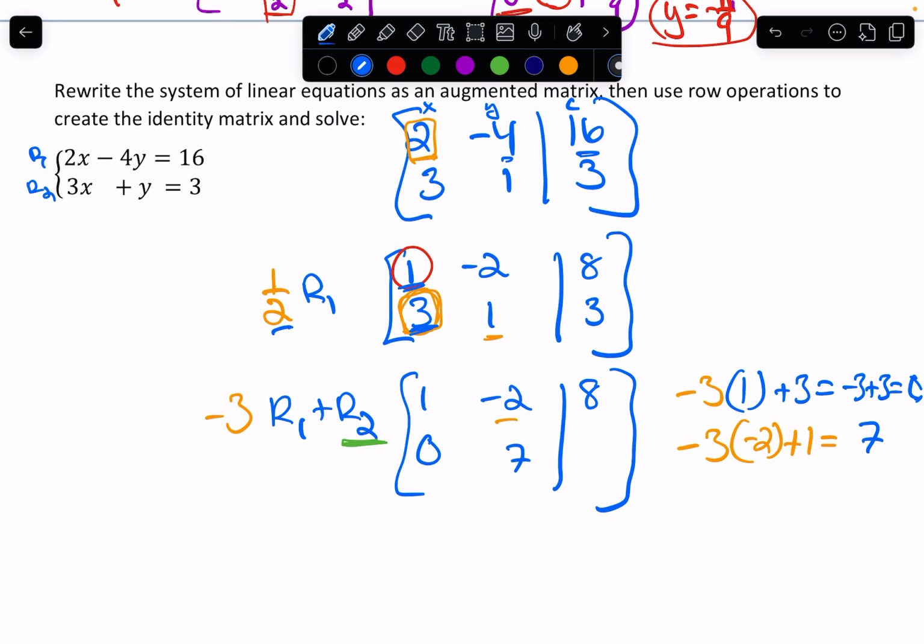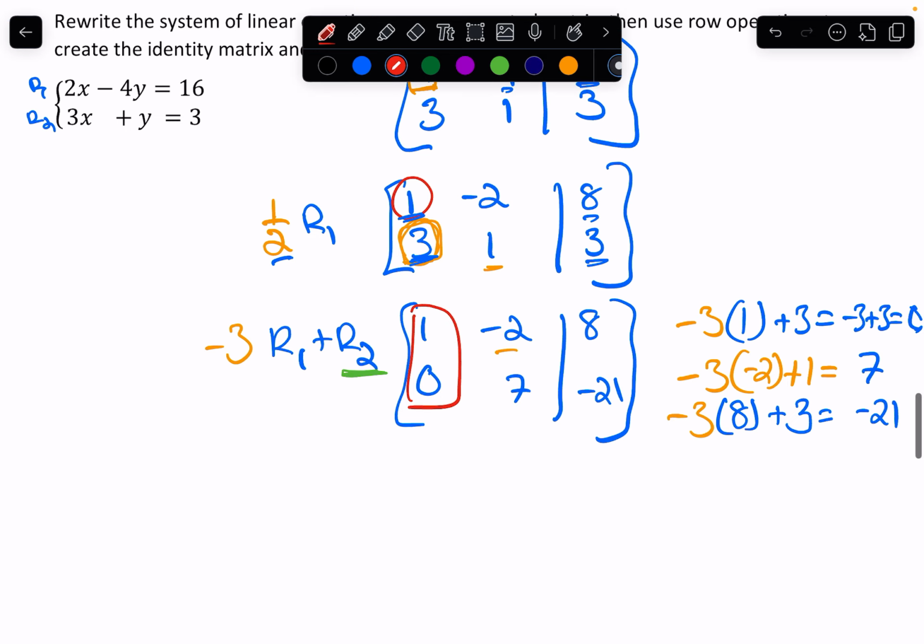So 7 goes here. And now we need to do the same thing for the augmented column. So -3 times 8 plus the row 2 augmented column element, which is 3. So -24 plus 3 is going to be -21. So the -21 goes here. Okay, so far we've got this right here.